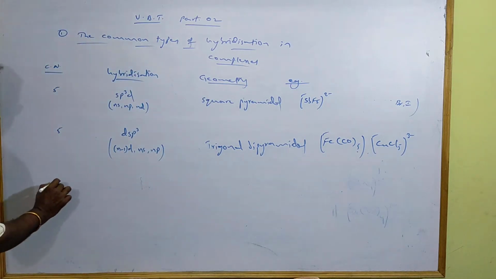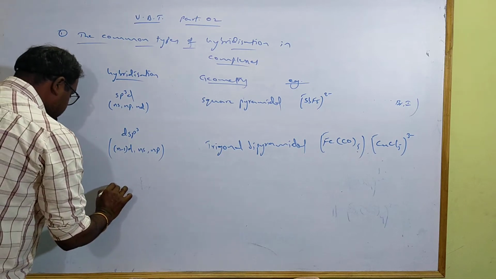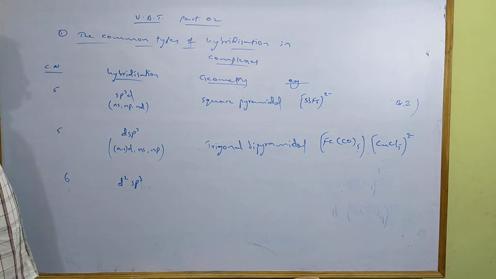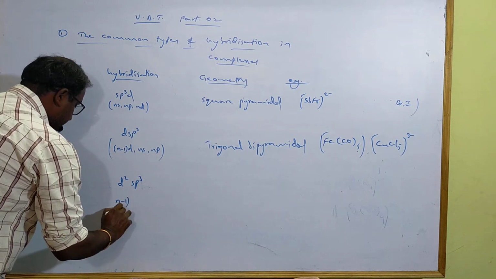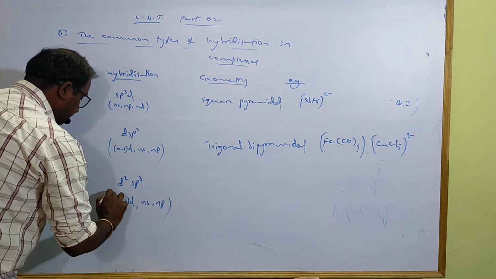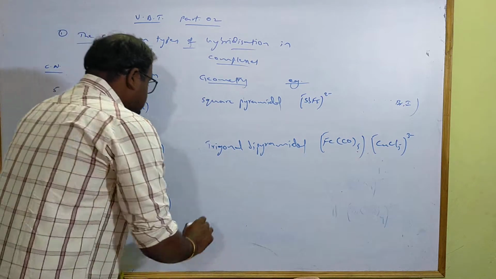Next, if coordination number 6, the hybridization is d2sp3. In this, which type of orbitals are involved in hybridization? (n minus 1)d, ns, np involved in hybridization. The shape is octahedral.